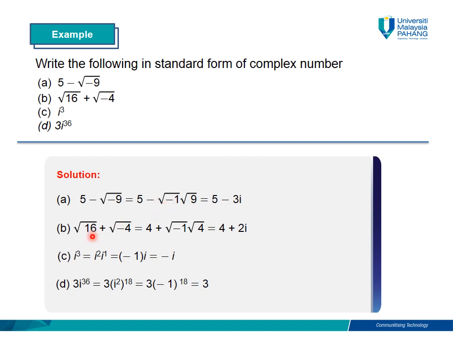Same for b. The square root of 16 is 4, plus the square root of negative 4. The square root of negative 4 is the square root of negative 1 times the square root of 4. We know that the square root of negative 1 is i, and the square root of 4 is 2. So the answer is 4 plus 2i.